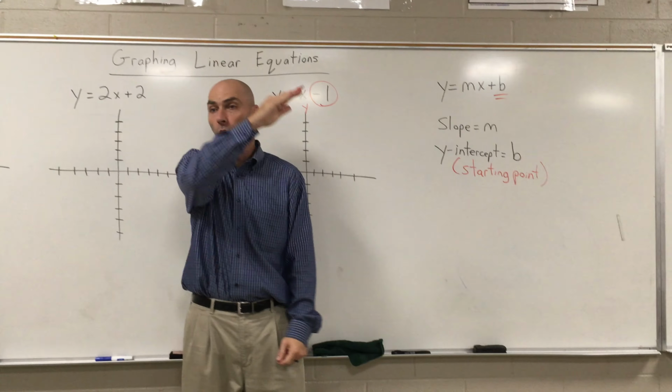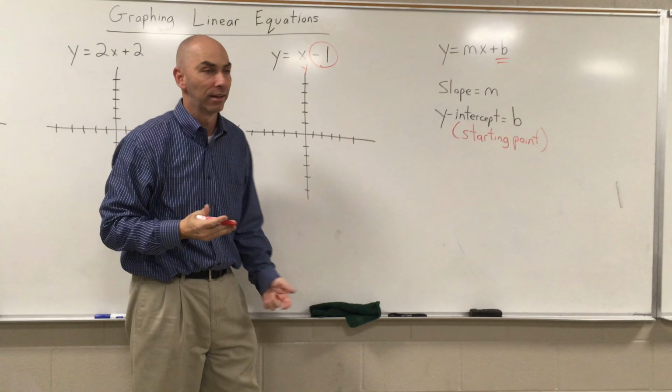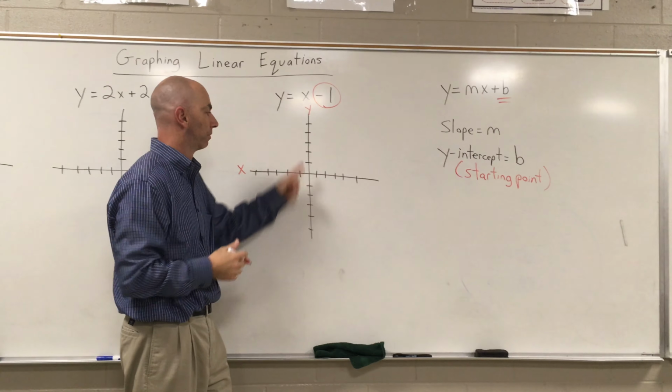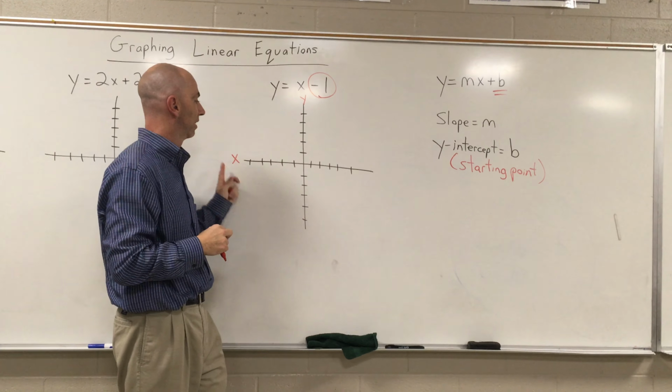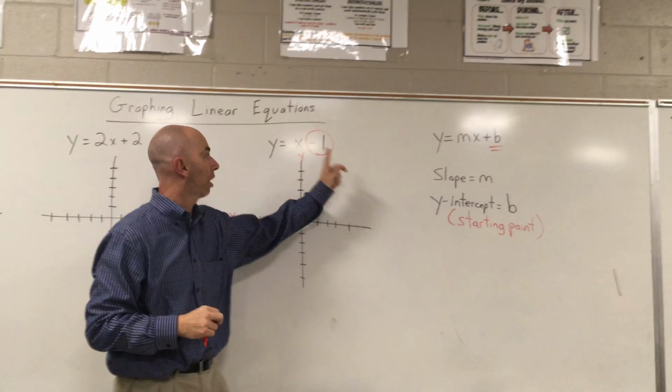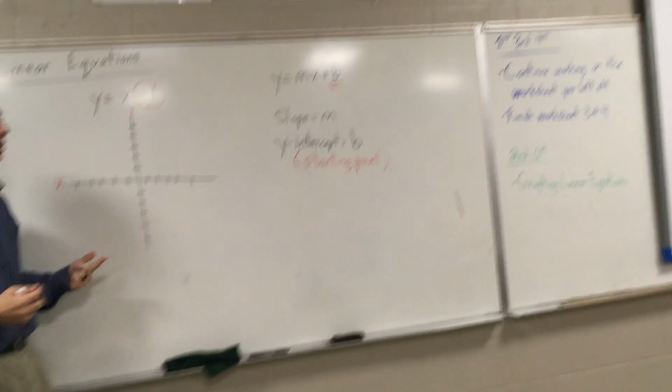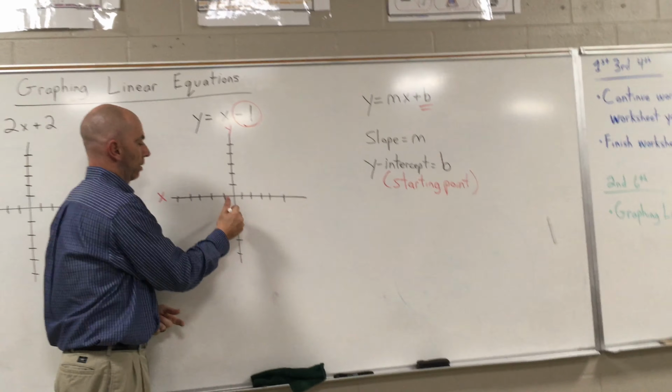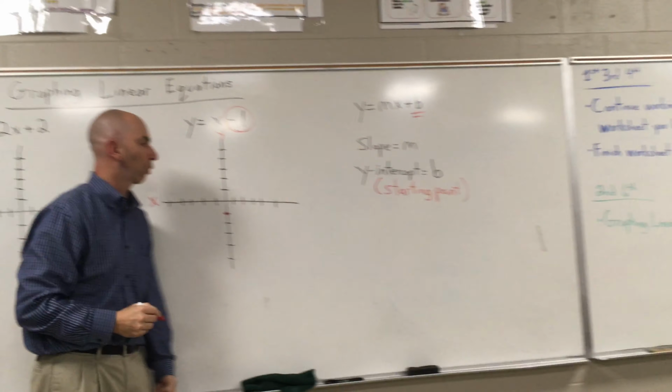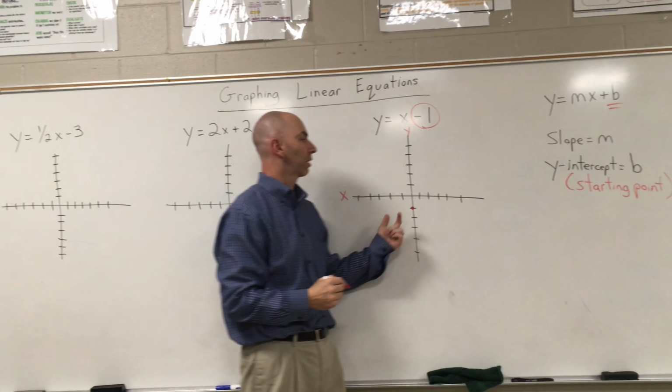The y-intercept basically says where this crosses the y-axis. This is y, this is x. So the y-intercept crosses at -1. So where's -1? Right here. That's your starting point. That's the y-intercept.